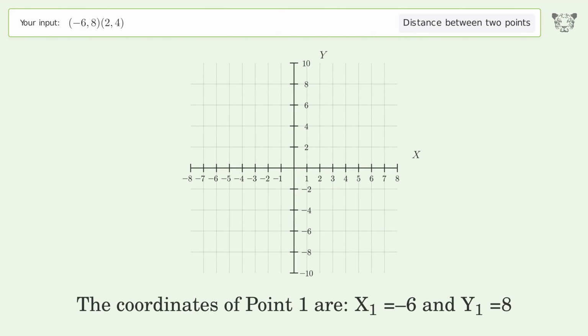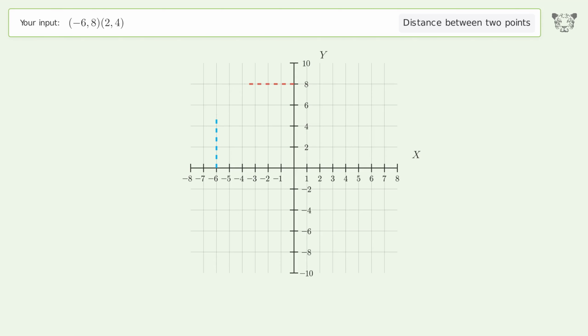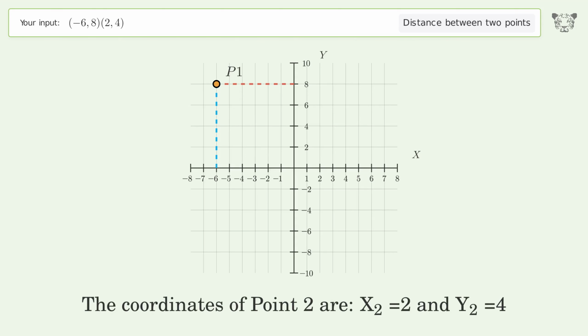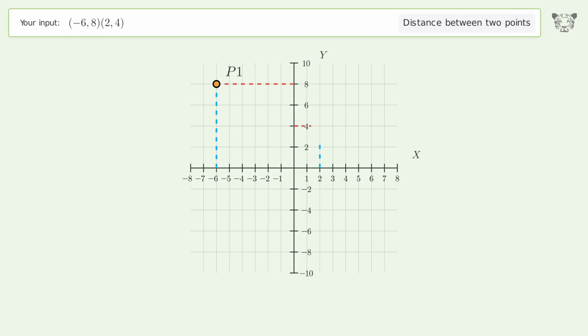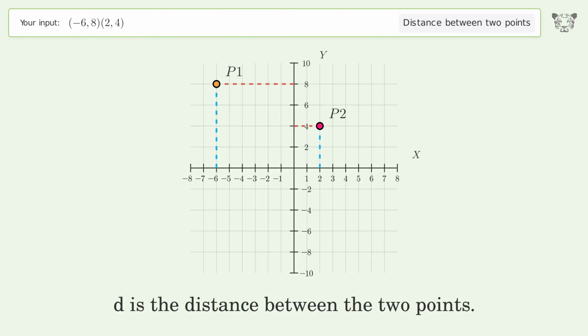The coordinates of point 1 are x1 equals -6 and y1 equals 8. The coordinates of point 2 are x2 equals 2 and y2 equals 4. D is the distance between the 2 points.